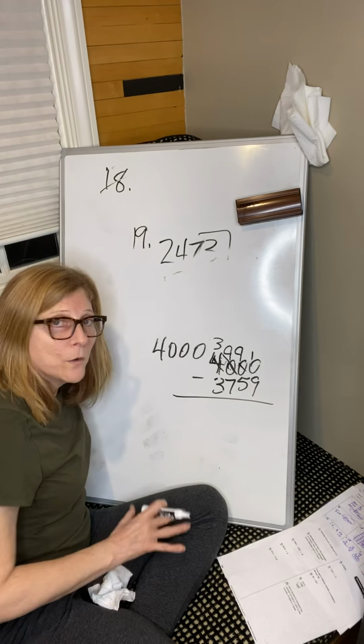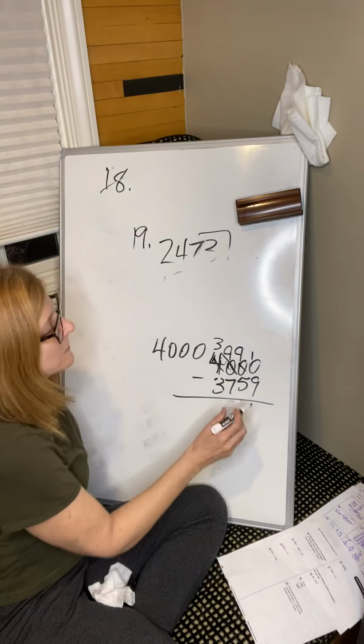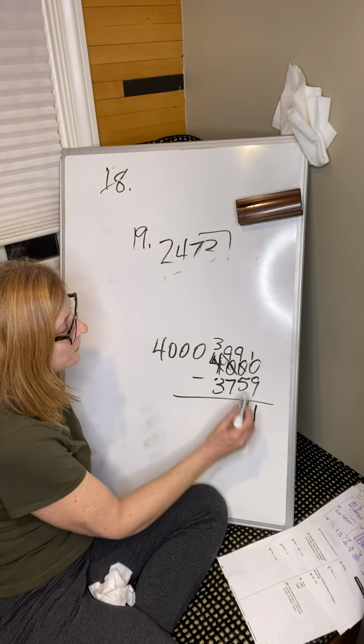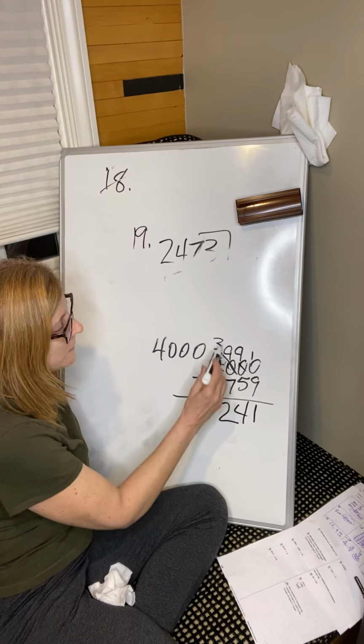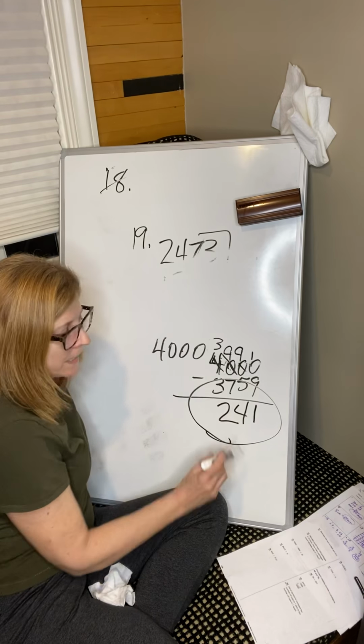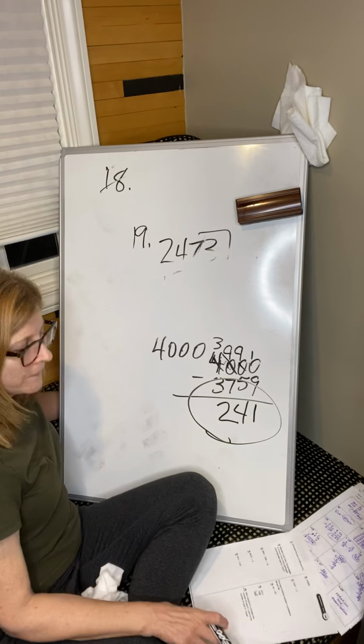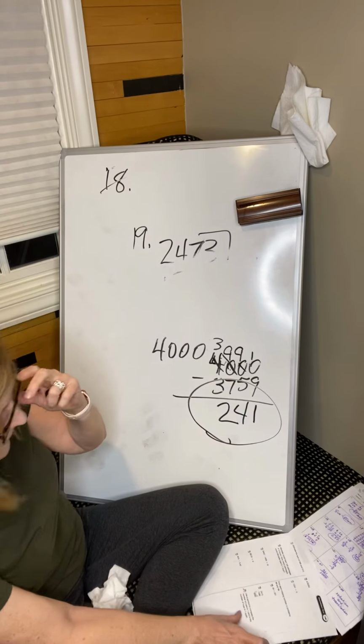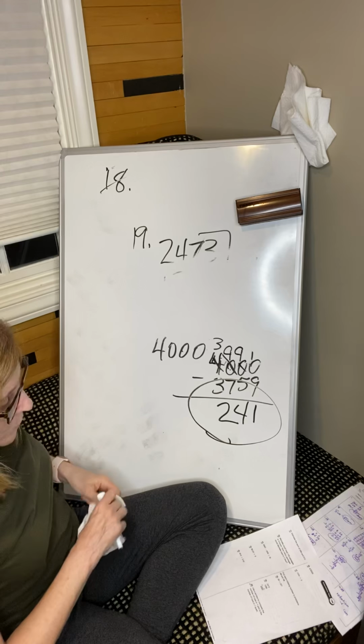So now it's a cinch to do this subtraction. 10 minus 9 is 1. 9 minus 5 is 4. 9 minus 7 is 2. 3 minus 3 is nothing. And your answer should be 241. You got it, didn't you? I know you did. All right, last one.